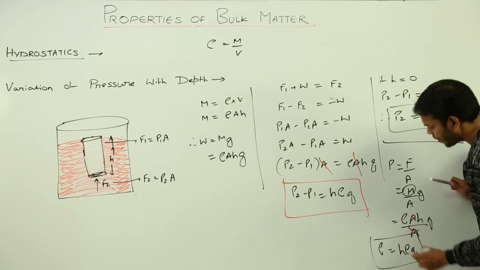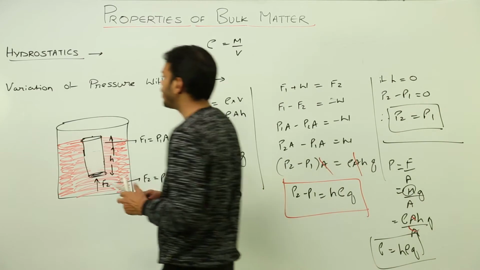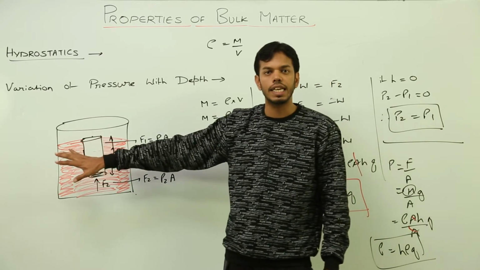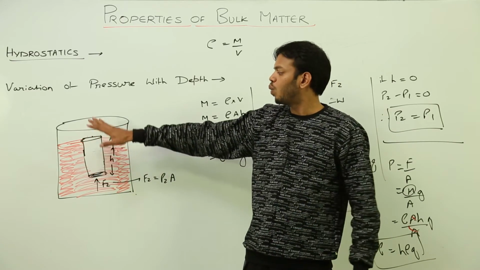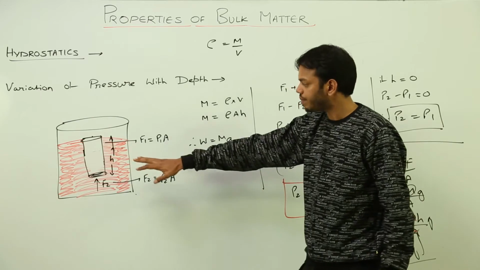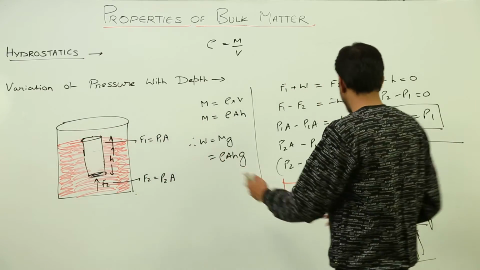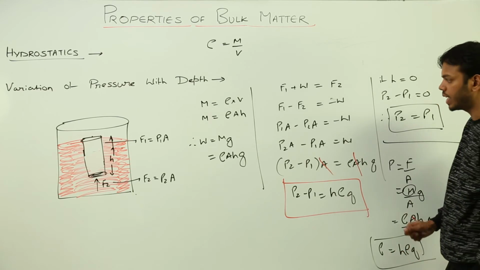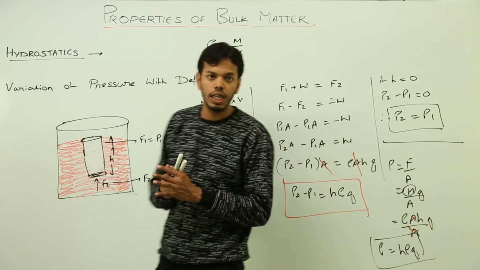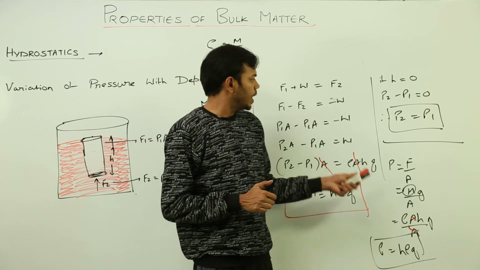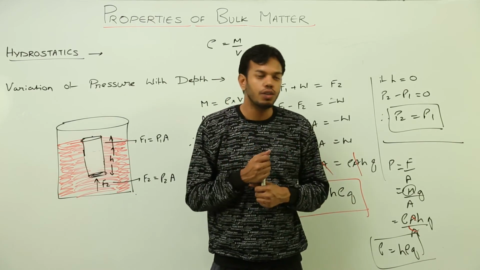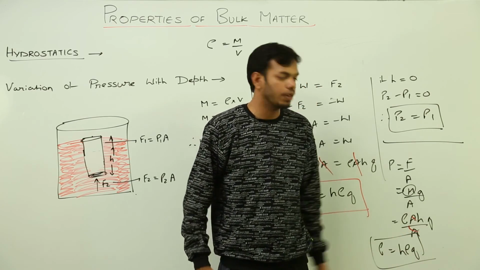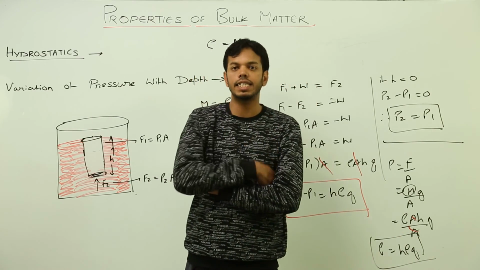So what I proved from this is, first of all, the pressure at any two points at the same level inside a liquid is the same irrespective of the other factors. Pressure depends only on height, density and gravity. Lastly, the pressure due to a liquid column of height H will be equal to H rho g. It depends on the height H, the density of the liquid rho, and the acceleration due to gravity g.